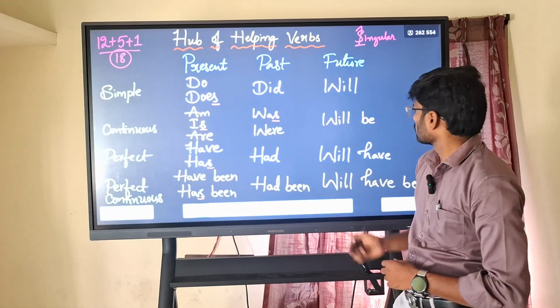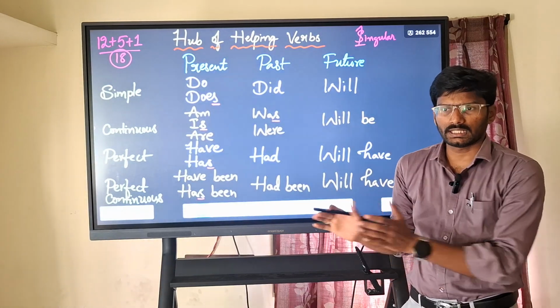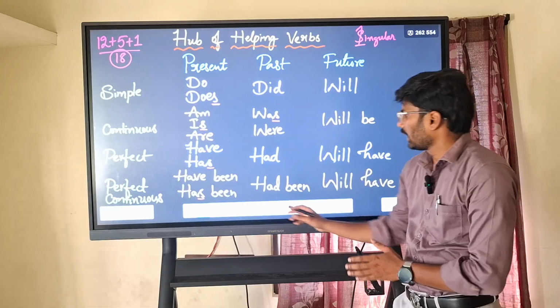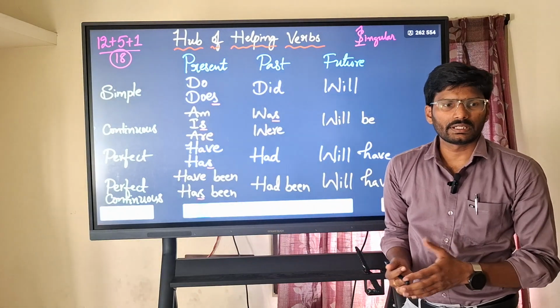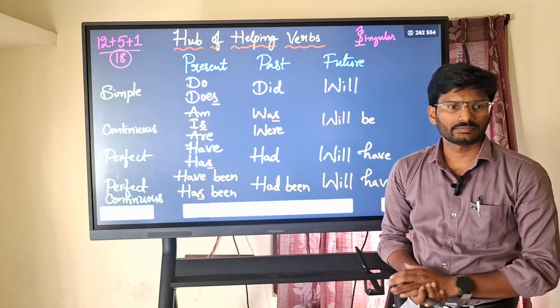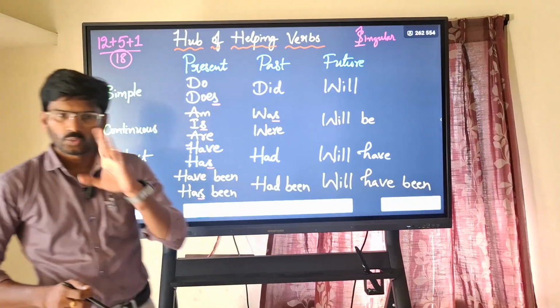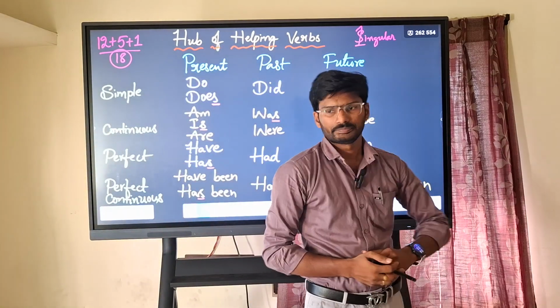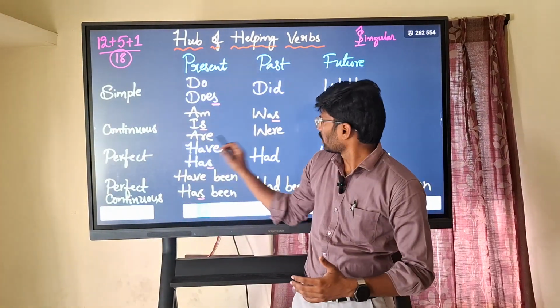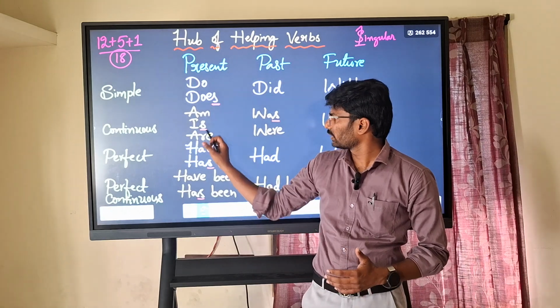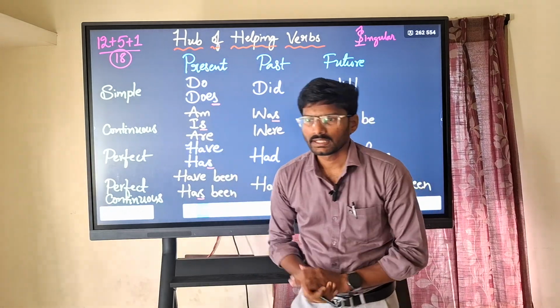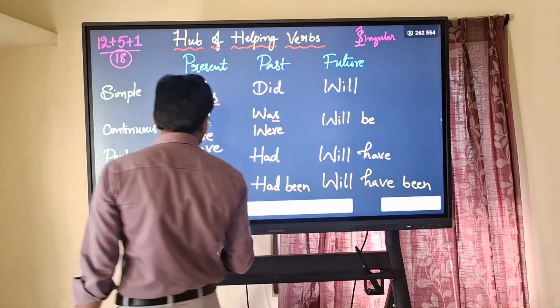What are the two more, sir? Here be separately if you take, that's a helping verb, right? And been separately. Totally 20, but existing as 18. 12 tenses, 5 singular helping verbs, 1 special helping verb called am, which we use extra. Always we have 2 or only 1, but here we have 3. Is it clear? 18 helping verbs we have. Till now we have learned this.